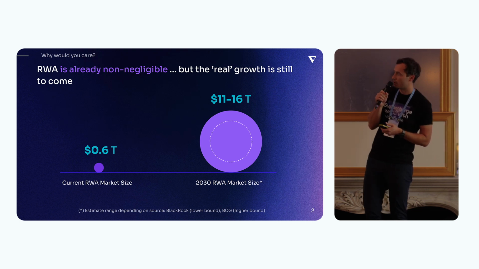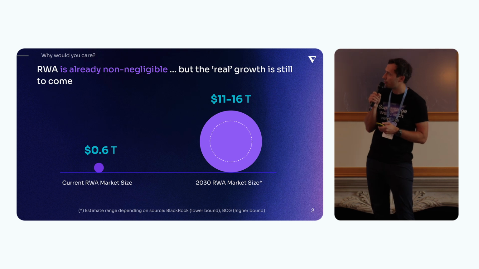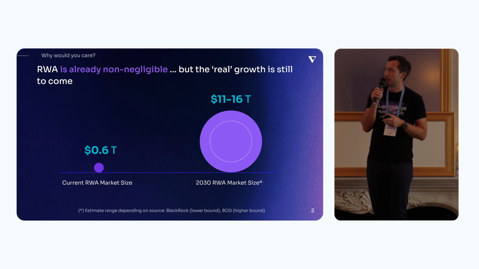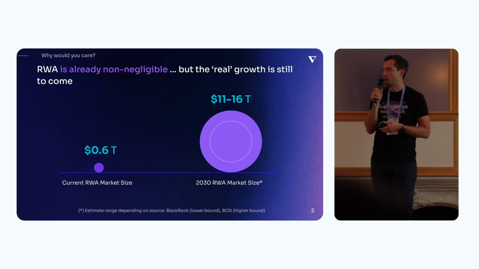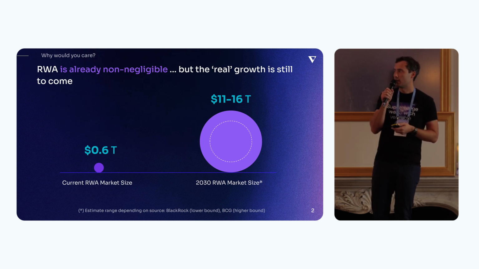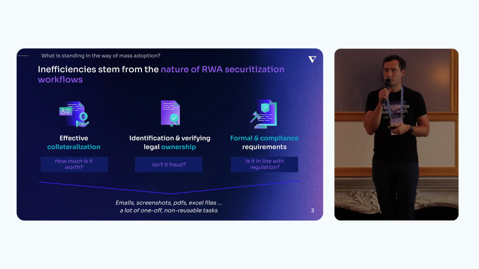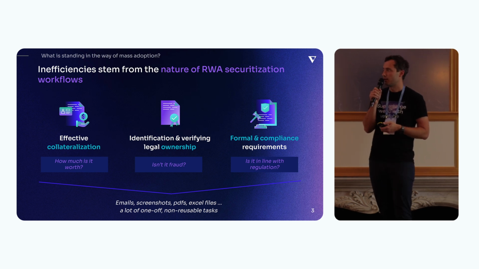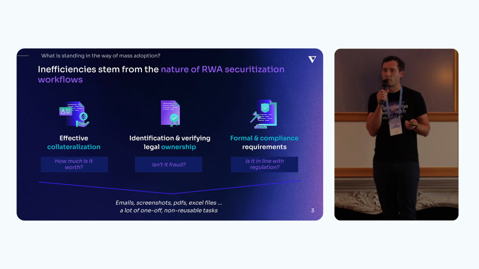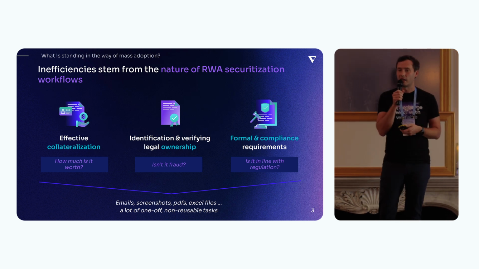And there are a few things. Oh, I see that the slides are not showing everything, unfortunately, so you'll need to bear with me. Effectively, there are a few components of the securitization workflow that could benefit from additional data. Going through some of the steps, I believe the first one is effective collateralization: how much is the underlying asset worth?